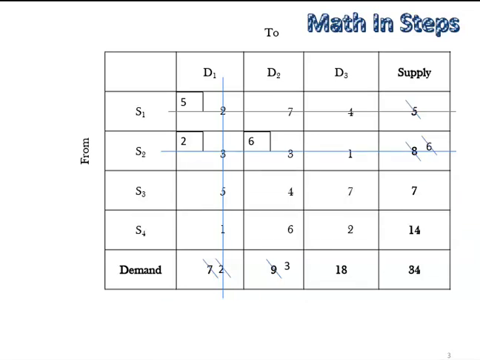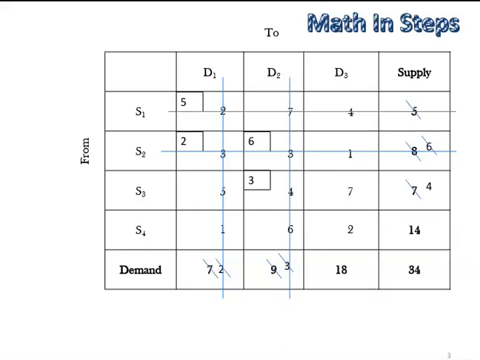From the remaining problem, again we'll identify the northwest corner cell, that is S3D2 with cost 4. For this cell, the supply is 7 and the demand is 3. So we'll be allocating 3 here. With this, the demand of D2 will get over, and for S3 the remaining supply will be 4. So this time we'll cancel D2 column.